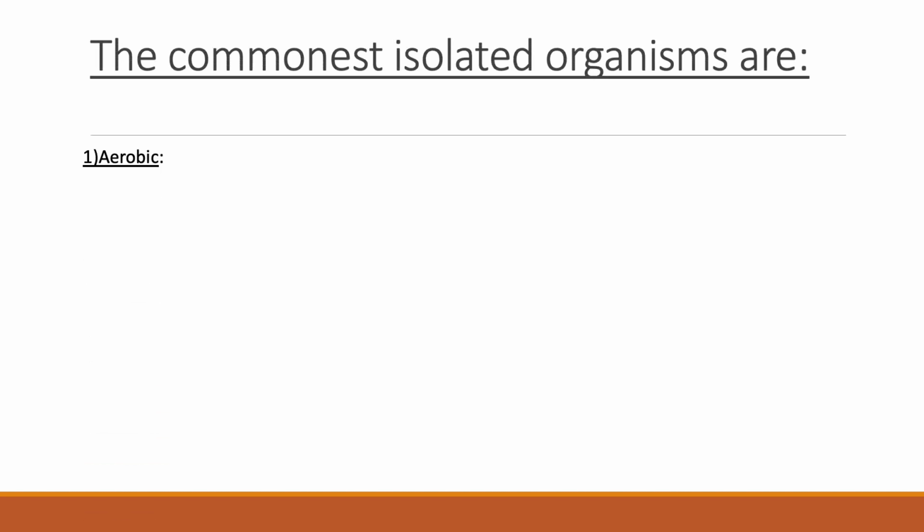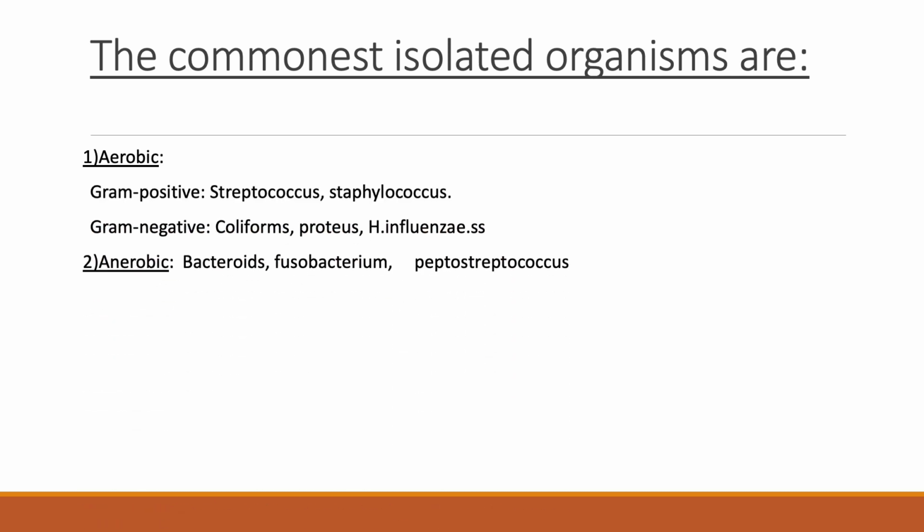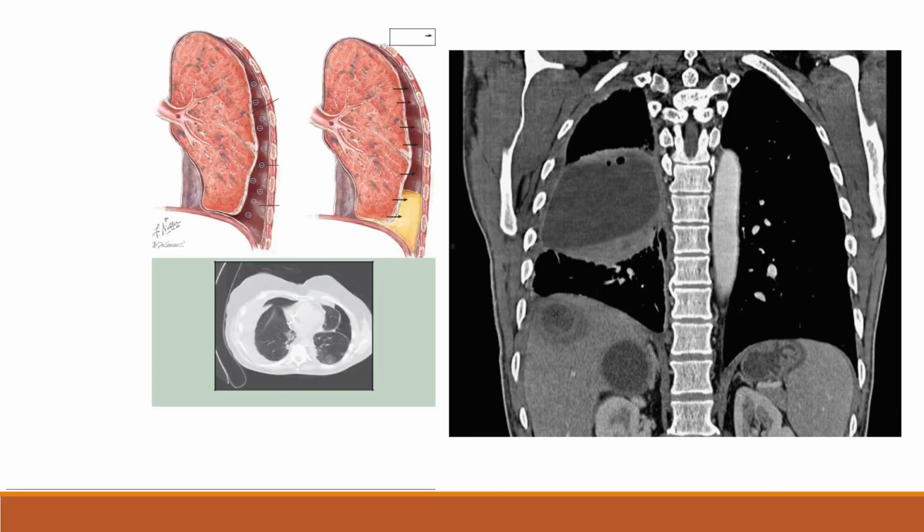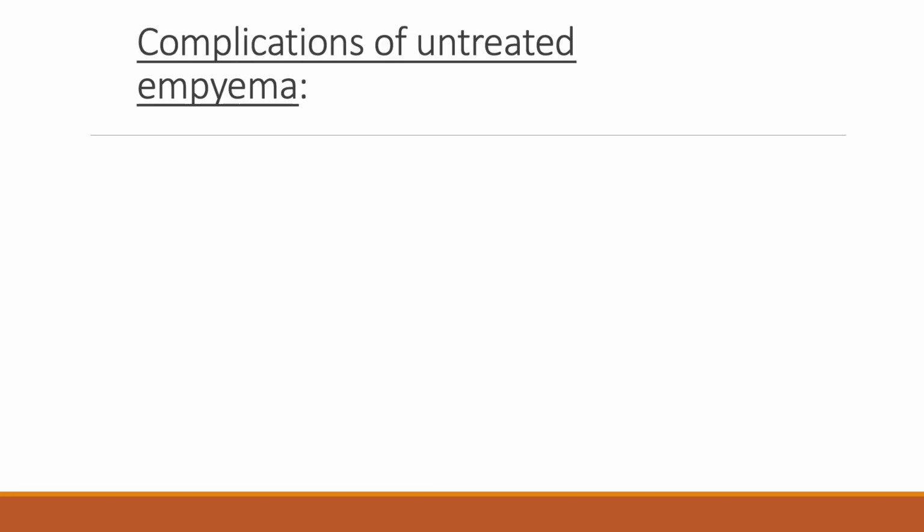The organisms incriminated in the development of empyema are aerobic gram-positive strep and staph, gram-negative coliforms, and anaerobic bacteroides and fusobacterium. As you can see here, this is the trapping. This is the empyema collection, and there's trapping of the lung in the chest wall, unable to re-expand even if you insert a chest drain, because now the problem is that the lung itself is trapped because of the thick pleural peel.